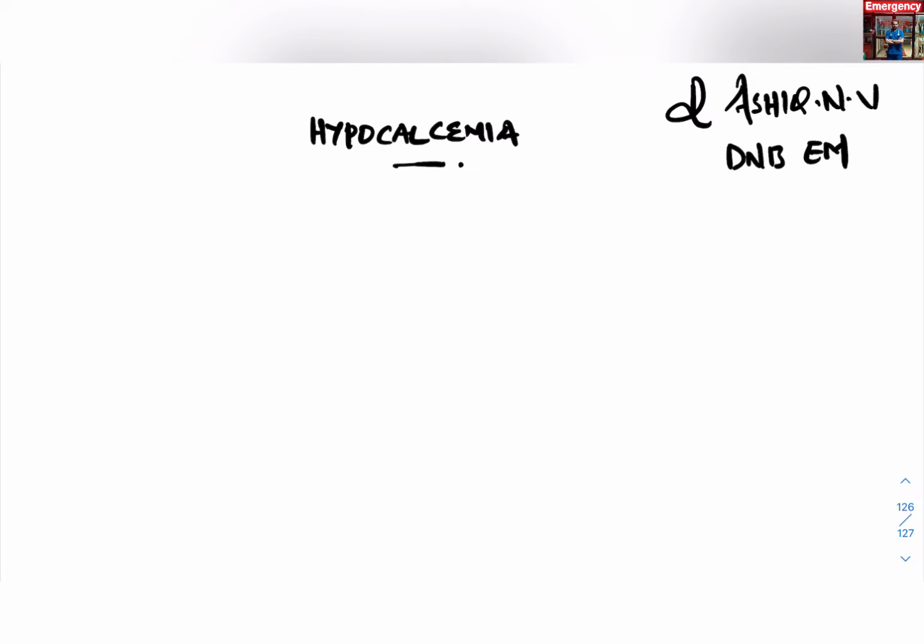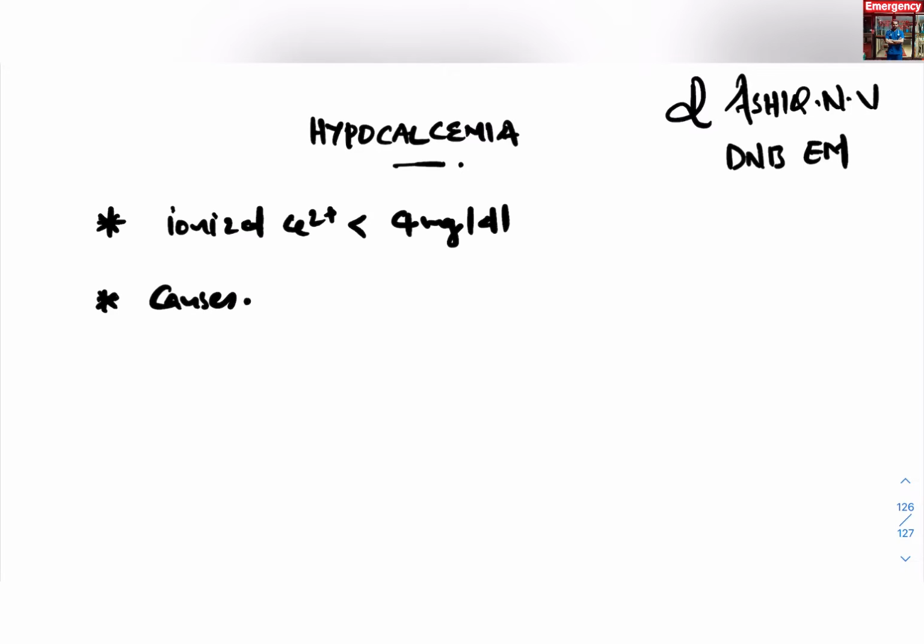In this video, we are going to deal with the imbalances in serum calcium concentration, that is hypocalcemia and hypercalcemia. Starting our discussion with hypocalcemia. Hypocalcemia is defined as ionized calcium less than 4 mg per deciliter. Let's quickly see what the causes for hypocalcemia are.